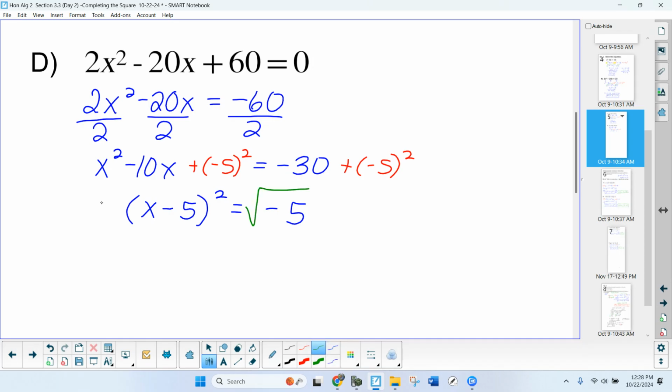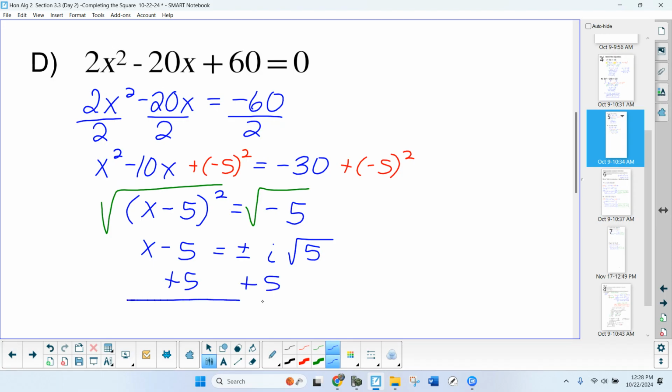What do you do now? Square root. Now, when you take the square root, this left side is x minus 5. What do you have to put out front here? And what's that negative get kicked out as? Now, so many of you are kicking this out as an i and losing your square root. That 5 is still under the square root. Now, what do you do with this? Add 5. And what's my answer? x equals 5 plus or minus i square root of 5. So don't lose that process that we had done already.